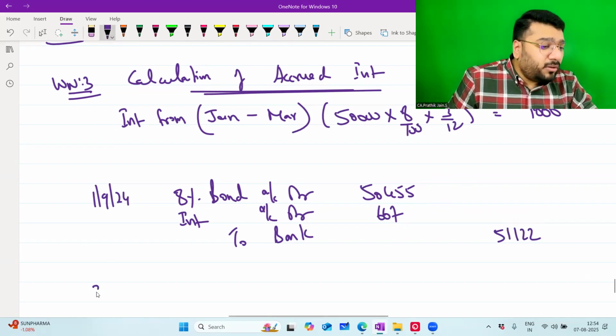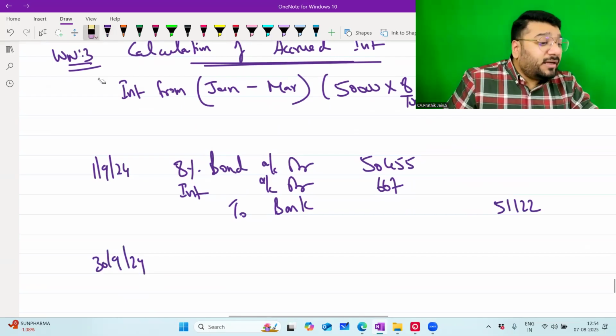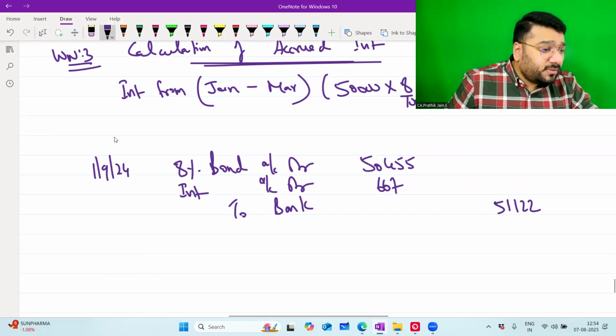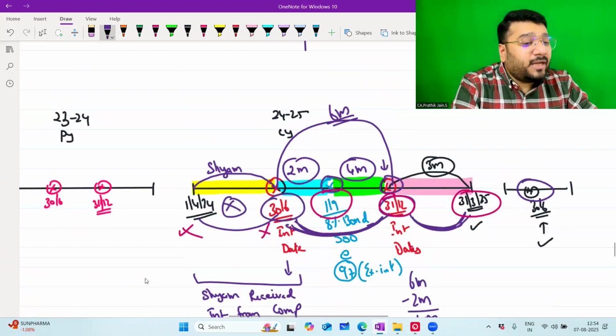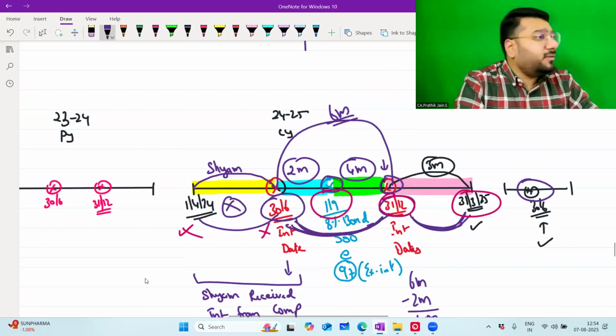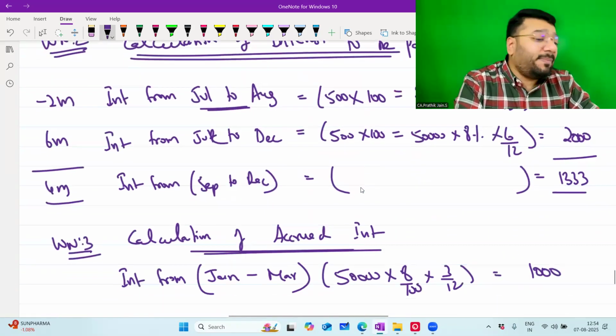The next event is happening on 30 September 24. You are receiving interest. So not 30 September, 31st December, sorry. That's why the timeline is very important. If you get confused with the dates, come back and revisit the timeline and get to know what date is coming after the other one. So after 1 September, the next date is 31/12. On 31/12, what is happening, people?